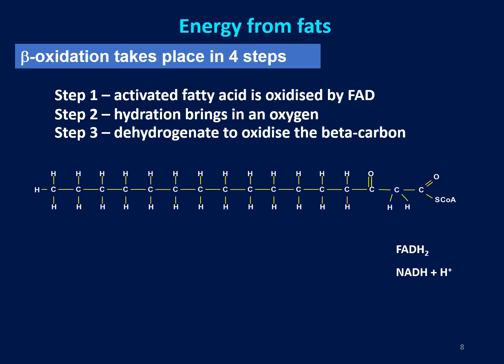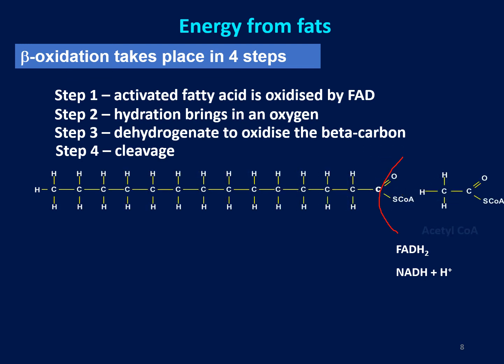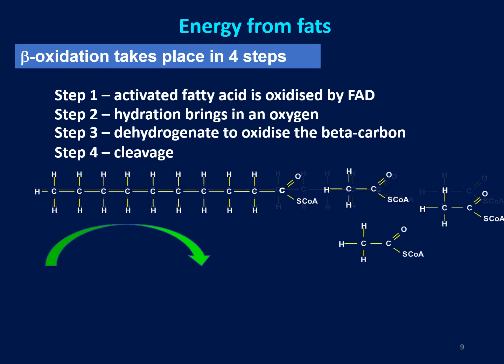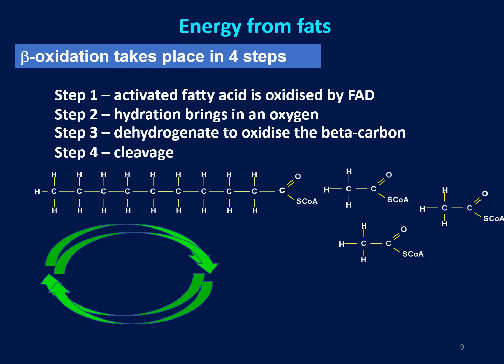Okay, step 4 is cleavage. In this step, we'll cleave out 2 carbon units from the fatty acid and at the same time incorporate a new coenzyme A to the remainder of the fatty acid. As a result, you'll get the release of one acetyl coenzyme A and a shorter fatty acid that is again attached with a coenzyme A. This cycle is going to repeat many times until all the fatty acid is converted into acetyl coenzyme A.